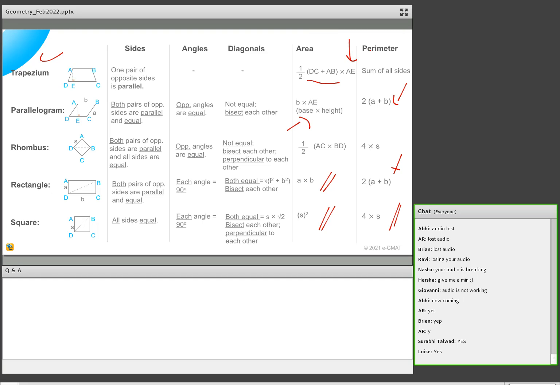What is the area of a rhombus? Half times the product of the diagonal lengths. AC is the diagonal, BD is the diagonal. So this is diagonal 1 and this is diagonal 2. These things you should keep in mind because you don't want to spend time on this on your exam. It's rare, honestly, but you should know. It's still part of the syllabus, you should know.